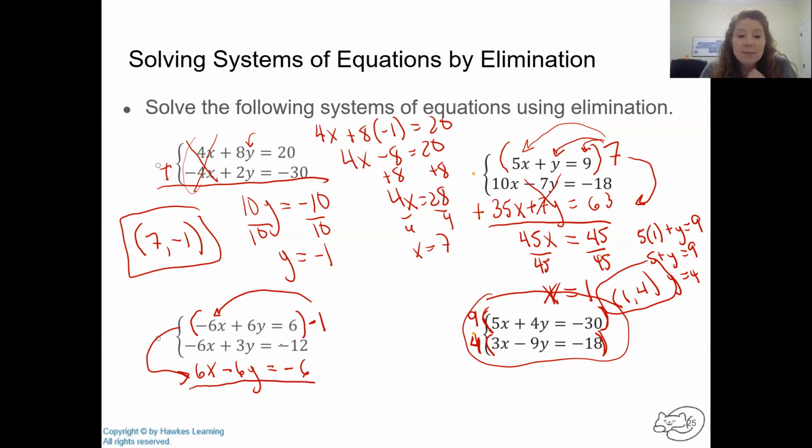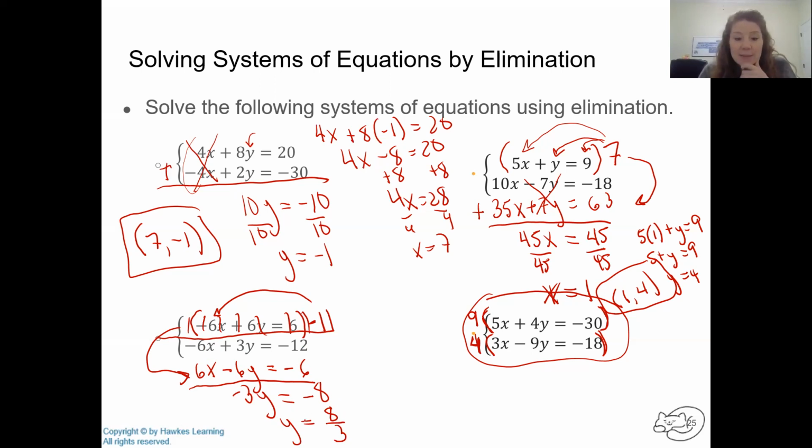So I'm combining the bottom two. The top one I'm totally ignoring. I'm looking at these two, right? Negative 6x and positive 6x are 0. Go away. 3y minus 6y is negative 3y. And negative 12 plus negative 6 is negative 18. When I divide both sides by negative 3, y is positive 8/3. Negative divided by negative is positive 8/3.